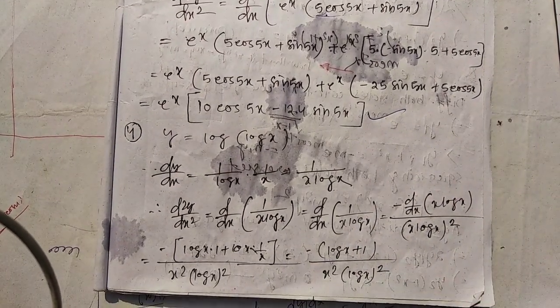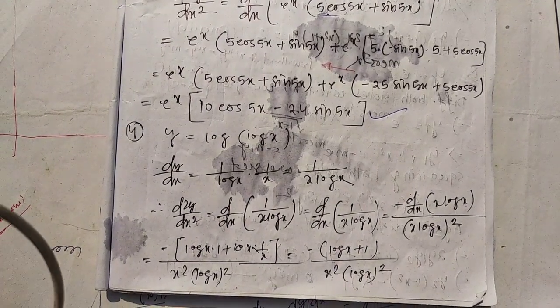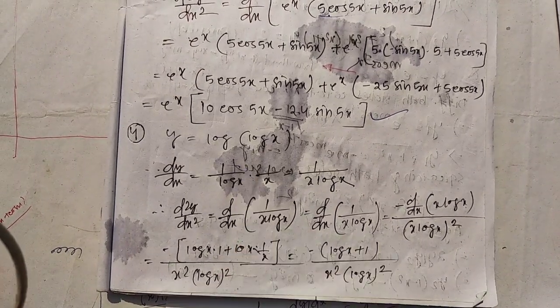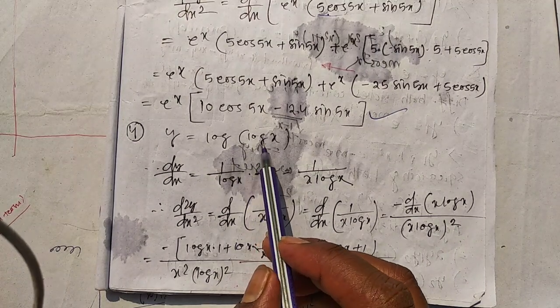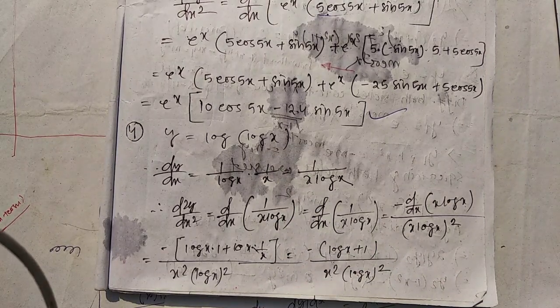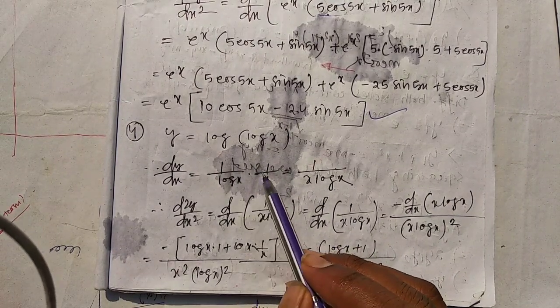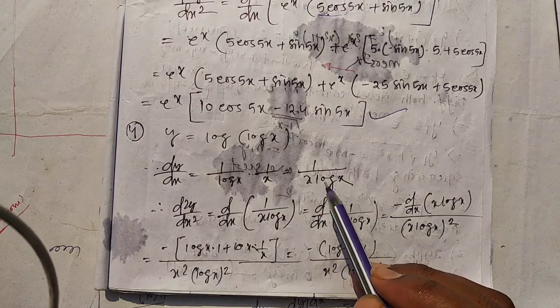Okay, let's solve one more problem. So the question is y is equal to log of log x. Here it is asked to find the second order derivative. So differentiate first in order to obtain the first order derivative. Here apply chain rule. First differentiate with respect to log x, then the derivative of log x with respect to x, and this will be equal to 1 by log x into 1 by x. So that is equal to 1 by x log x.